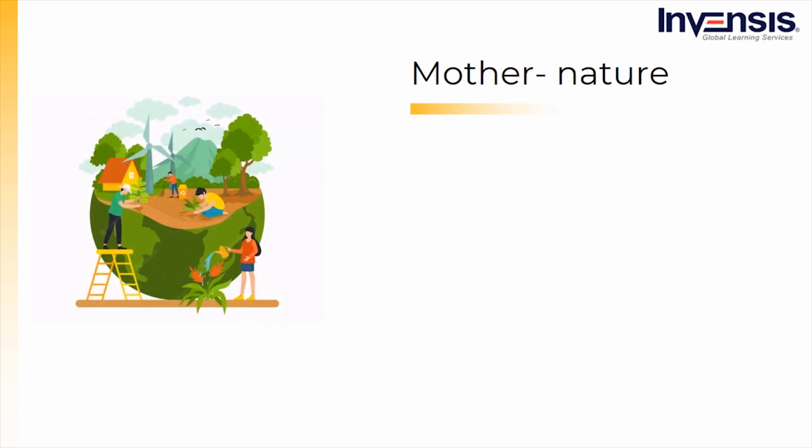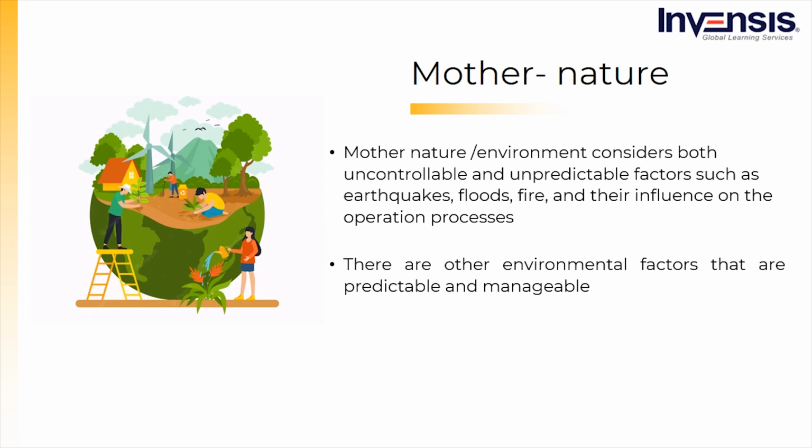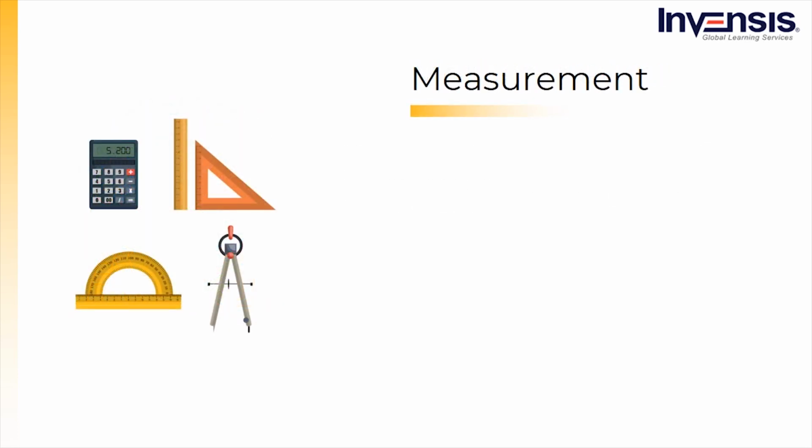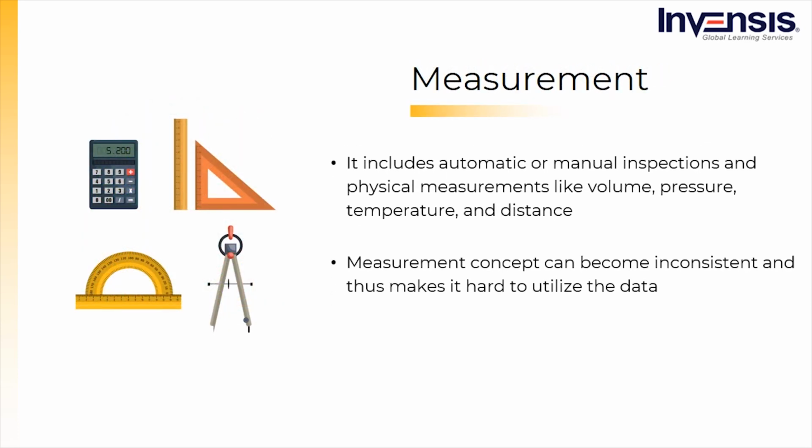Next, Mother Nature. It considers both uncontrollable and unpredictable factors such as earthquakes, floods, fire, and their influence on the operation processes. There are other environmental factors that are predictable and manageable. An example for this will be, it's quite a well-known fact that the temperature is uncontrollable and unpredictable and the environment comprises moisture content, which might affect the production processes. Next is measurement. It includes automatic or manual inspections and physical measurements like volume, pressure, temperature, and distance.